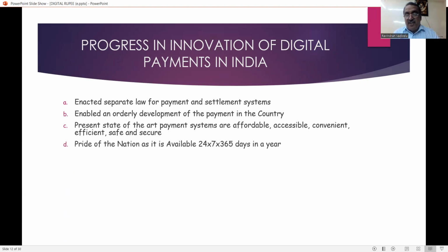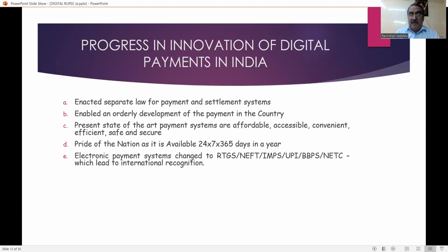And it's a pride of the nation, because when you make the payment through digital, not only this concept, even the digital rupee, it's a pride of the nation. It is available 24 into 7 into 365 days in a year. That is, almost every minute, every second, this facility is available to the public. The electronic payment system has changed; previously you had to transfer money through check issue and DD issue.